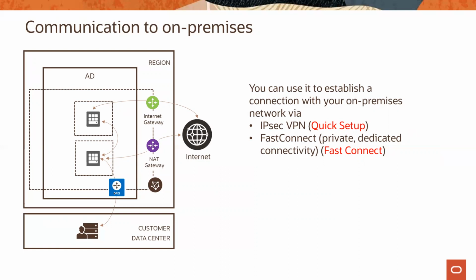Then you have FastConnect. This needs a physical connection between your on-prem and Oracle, a physical link. The good thing is that it is very fast. It can start at 10 gig, way faster than the IPsec VPN, but it takes some time because you need to set up this physical circuit.